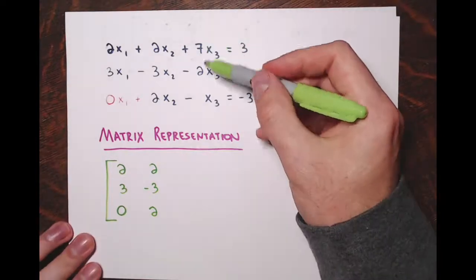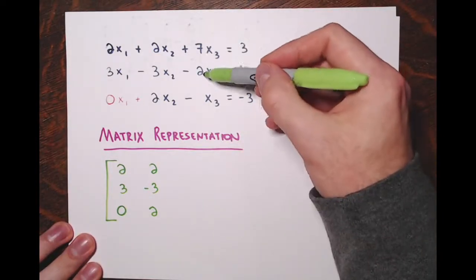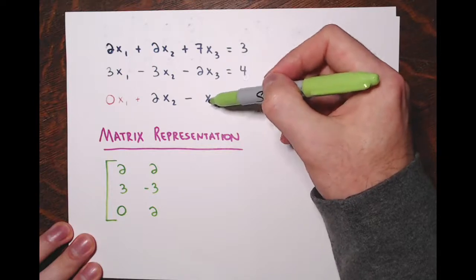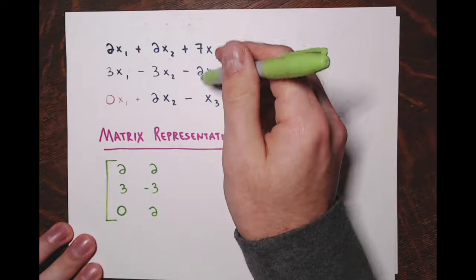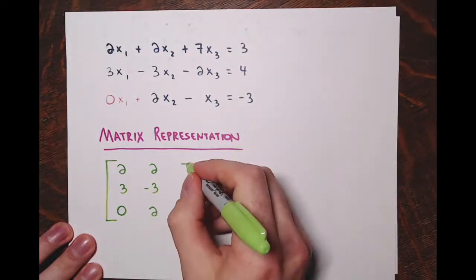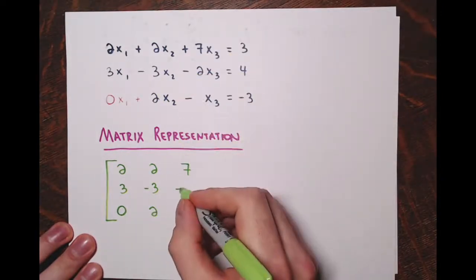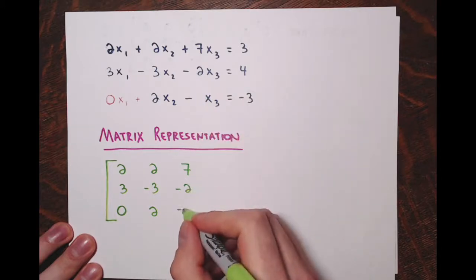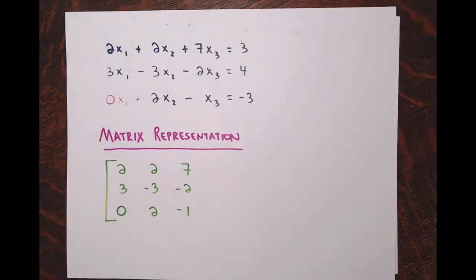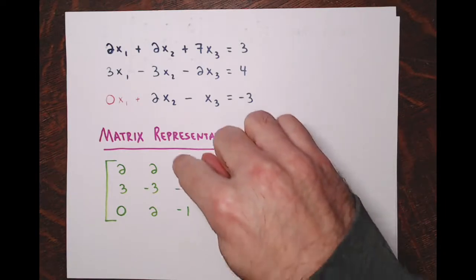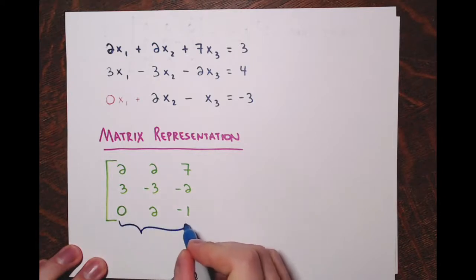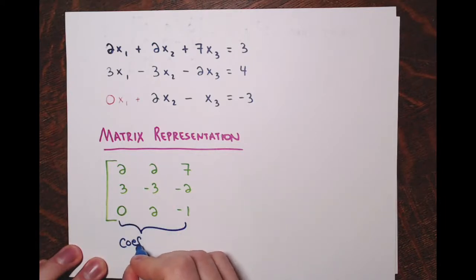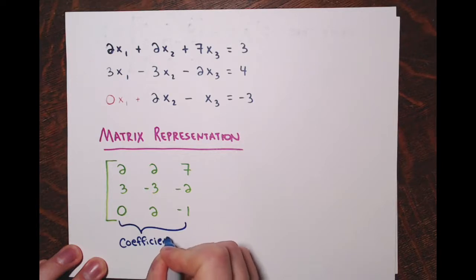They're the coefficients of x2. Then the third column of the matrix will be the coefficients of the third variable, x3. Again, this is when everything's in standard form and stacked up nicely. Positive 7, negative 2, negative 1. What I've just written here, if I were to close it off and write the brackets, this is the coefficient matrix, just the matrix with all the coefficients of the variables.